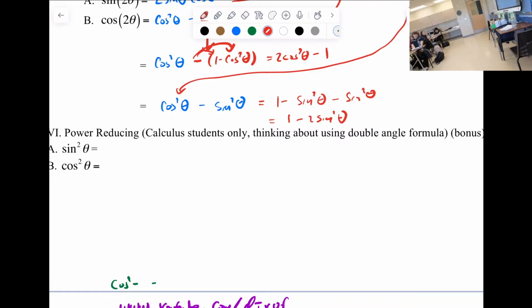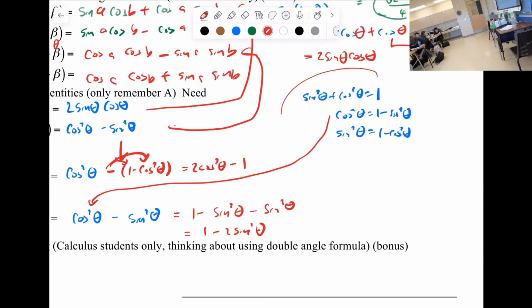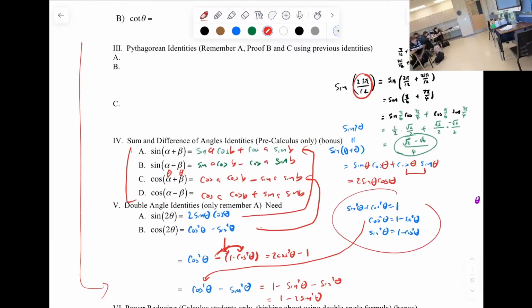Can you go back to the balloon part right there? Yeah. Where do I get this from? This is a Pythagorean identity. This is the first one of the Pythagorean identities right here.